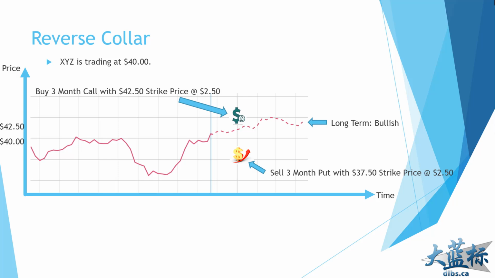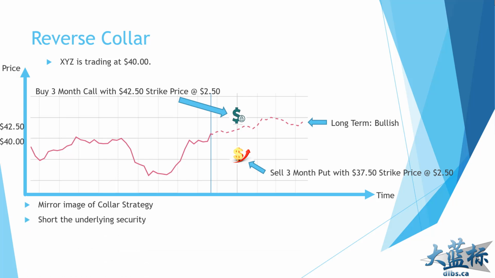So one pays for the other. And again, this example shows a 1-to-1 ratio. Depending on the market and the strike prices, you could collect more or you could collect less, but the idea and concept is the same. So it's a mirror image of the collar strategy.